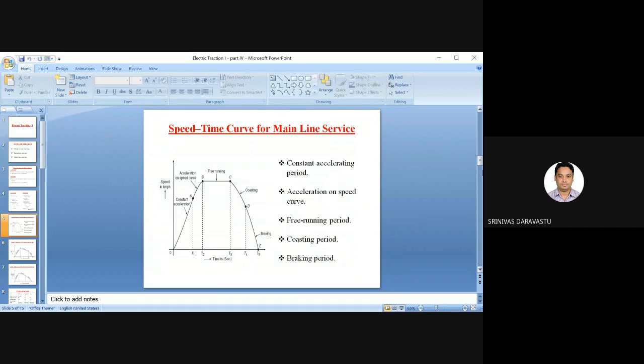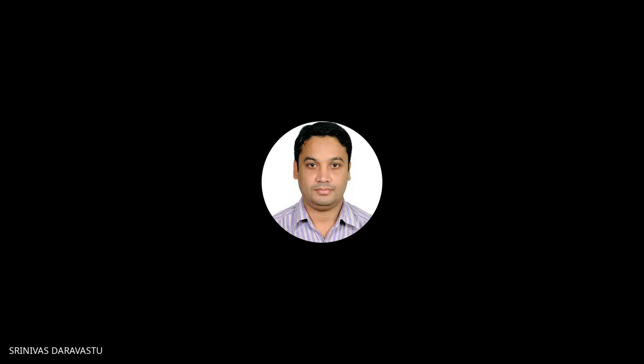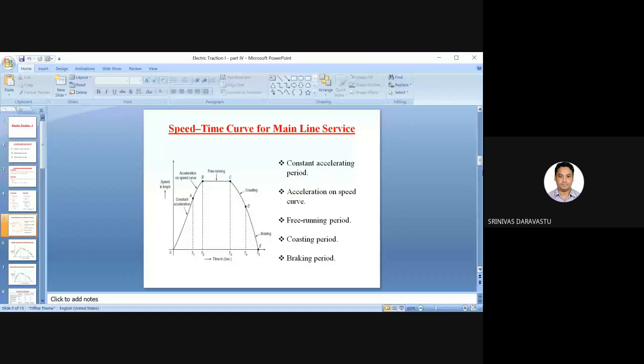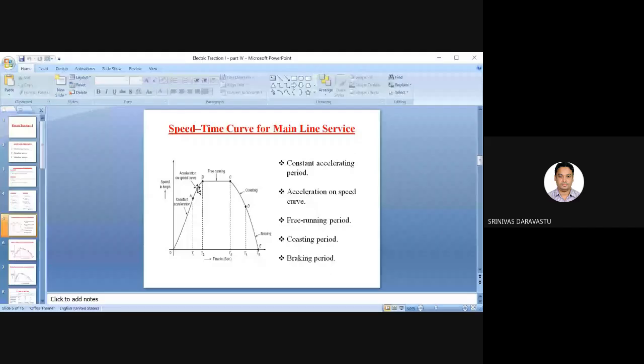The second one is acceleration on speed curve, that is T1 to T2. After the starting operation of the motor is over, the train still continues to accelerate along the curve from A to B. Train speed increases, hence acceleration gradually decreases till the torque developed by the motor exactly balances that due to the resistance of the train motion. The shape of A to B of the speed time curve depends primarily on the torque speed characteristics of the traction motors.